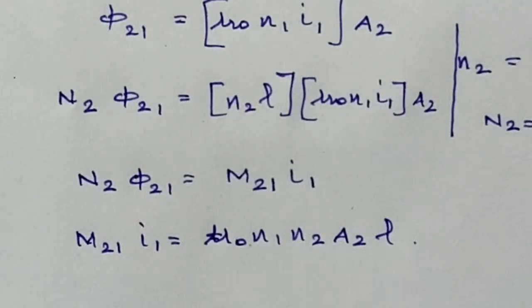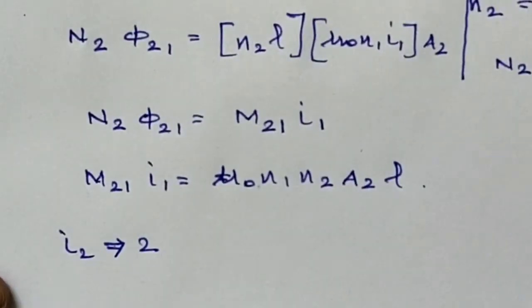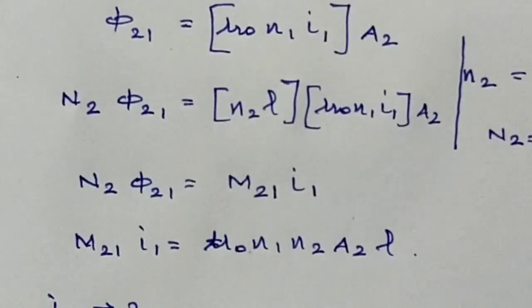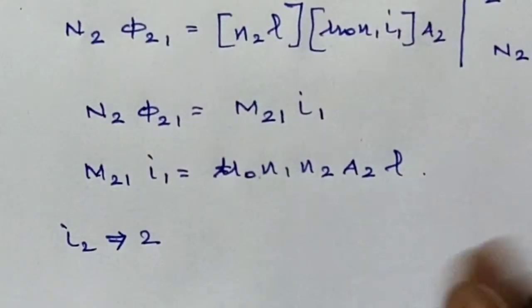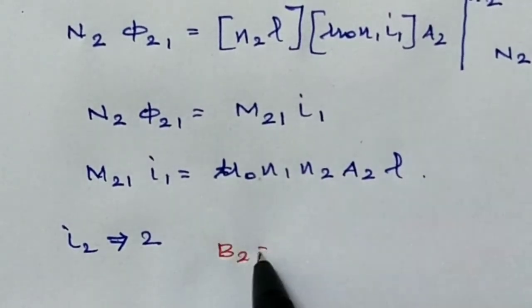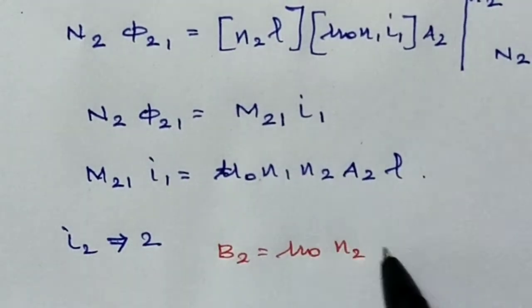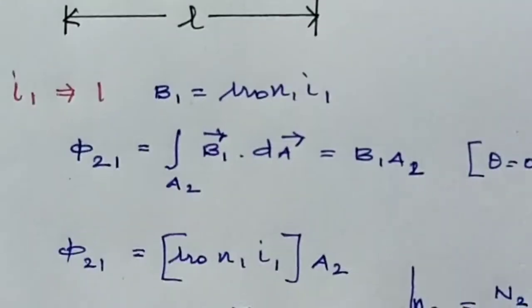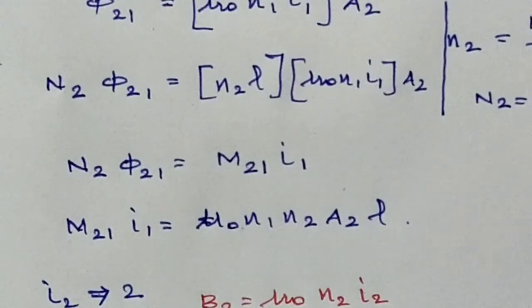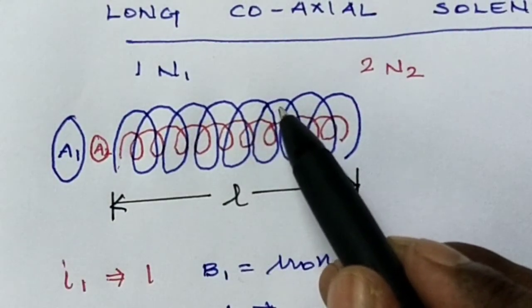Suppose the current is flowing in the second coil. Then the magnetic field B2, because of the current flowing in the second coil, is the magnetic field produced in the second coil, that is mu naught n2 I2. Similarly to B1, it is a uniform magnetic field inside solenoid 2. Outside of the solenoid, the magnetic field is 0.